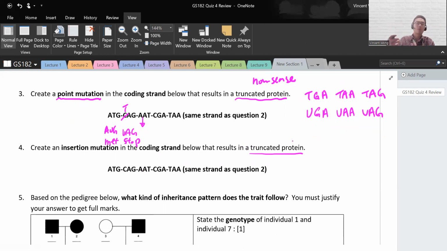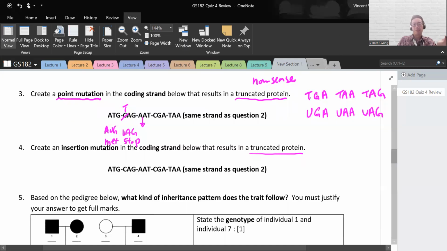Right? In the previous question, we changed one of the nucleotides, but in this particular question, you have to be inserting a nucleotide, right? So you want to insert something so that you're going to have TGA, TAA, or TAG. So there is a spot right here. If I insert a T, right, then the ribosome will read AUG, CAG, and then UAA, right? So that's going to be the stop codon right there.